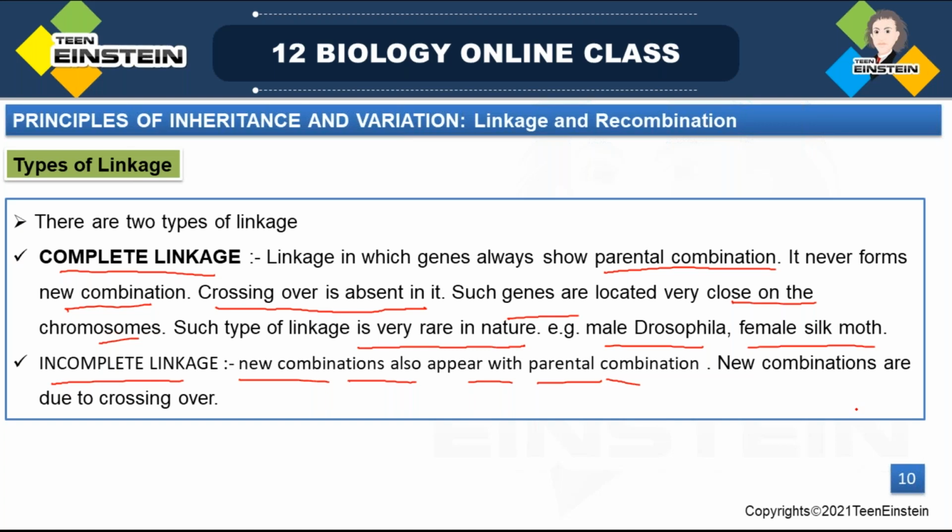Then in incomplete linkage, new combinations also appear with parental combination. Along with parental combination, new combinations are also present. So these new combinations are due to crossing over. Just now I explained what is crossing over. So due to that crossing over, other than parental combination, new combinations also will be available. Okay.